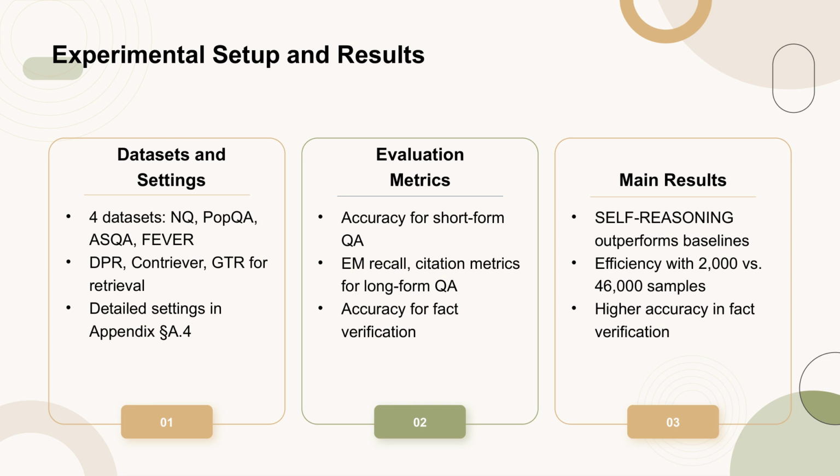The evaluation metrics varied depending on the task type, with accuracy used for short-form QA, EM recall and citation metrics for long-form QA, and accuracy for fact verification. The main results show that the self-reasoning framework significantly outperforms baseline models, especially in efficiency, requiring only 2,000 self-reasoning trajectory samples compared to 46,000 for Self-RAG. Additionally, self-reasoning achieved higher accuracy in fact verification tasks.